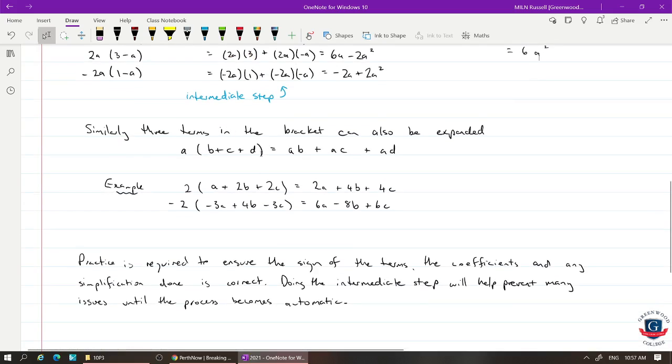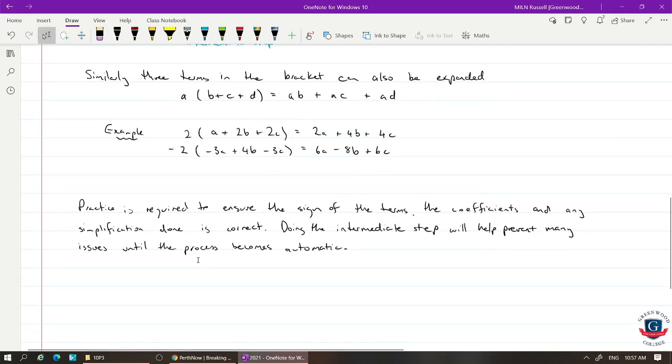Now we can also do it for 3 terms in a bracket. So if we have a times b plus c plus d, it just becomes ab plus ac plus ad. Here's a couple of quick examples. 2 brackets a plus 2b plus 2c equals 2 times a is 2a, 2 times 2b is 4b, 2 times 2c is 4c. Or negative 2 times negative 3a plus 4b, take 3c. Positive 6a, negative 8b, positive 6c.